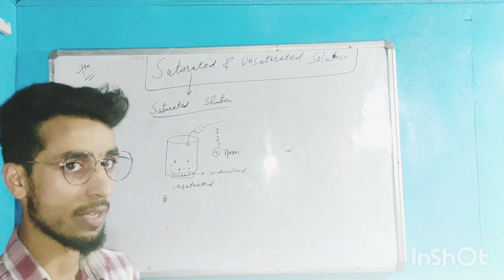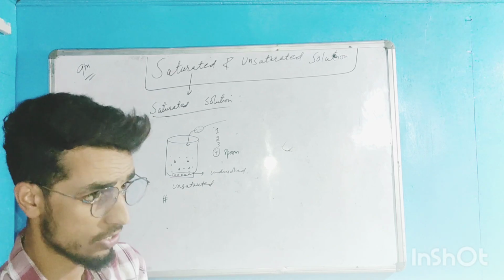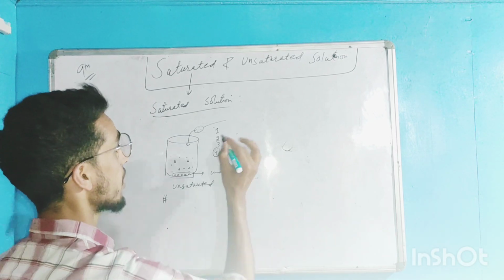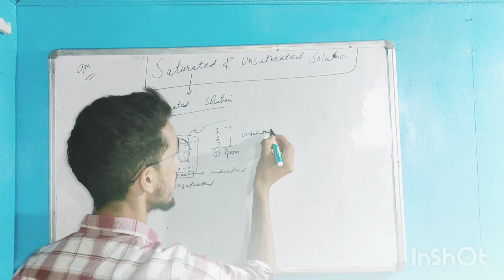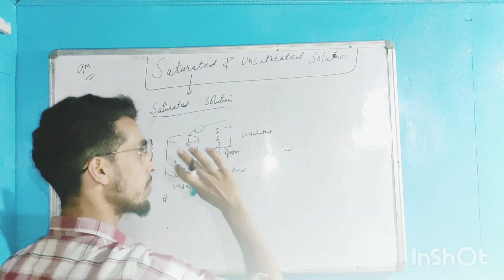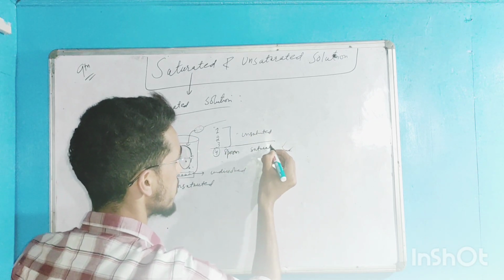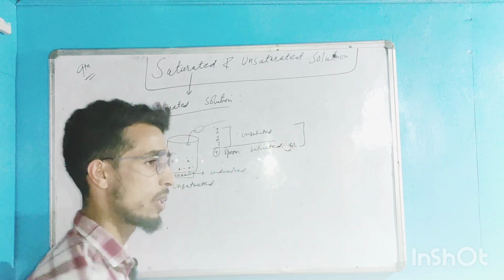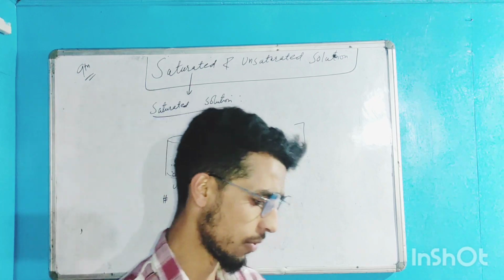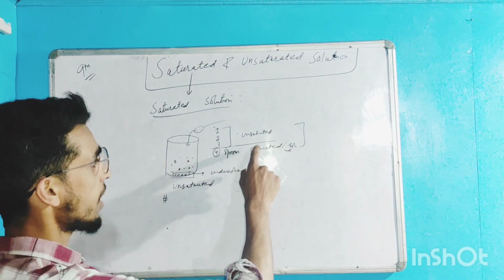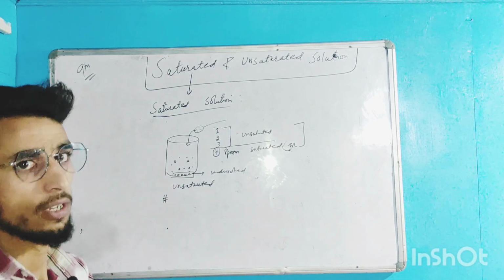So at that time it will be called a saturated solution, and before that it will be called unsaturated because more and more solute are being dissolved. Till this point it will be called unsaturated because more solute particles are dissolving in it. And after this, it will be called saturated because now maximum solubility has been attained. So this was all about solubility. This signals that the saturation point is reached.